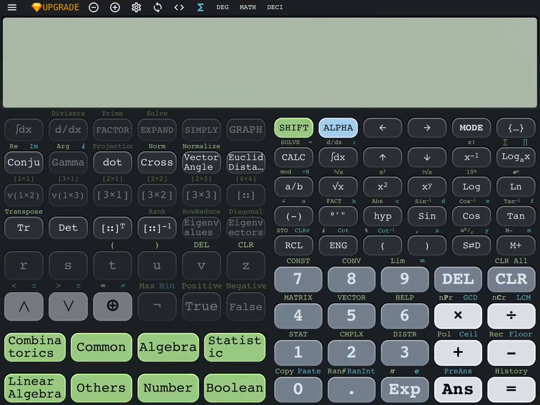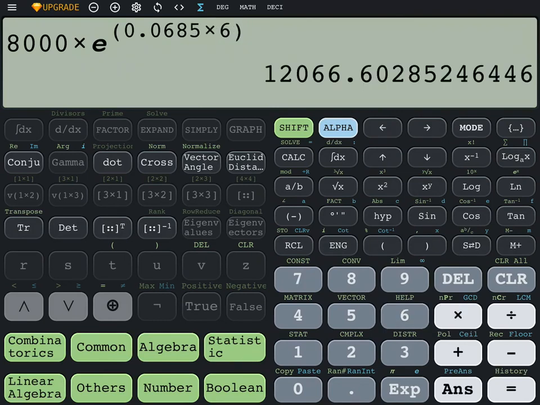I'm going to clear out. Okay, so I have 8,000 times, and then I have to find my E button. My E button is under my LN button. If you look on my screen, it's the very right column, third button down, but it's the second option. It's the one underneath. So I'm going to go on my calculator, Shift E, raise to the, and then I'm going to use parentheses, 0.0685 times 6 in parentheses, so my calculator knows to raise the whole entire thing to that power.